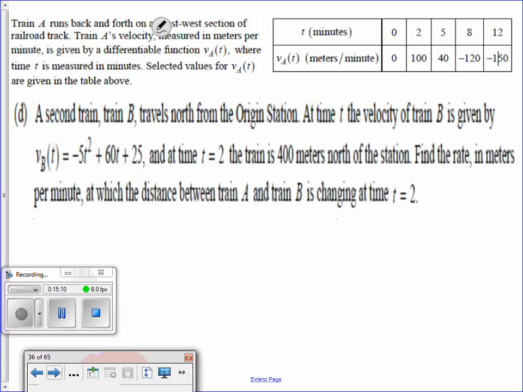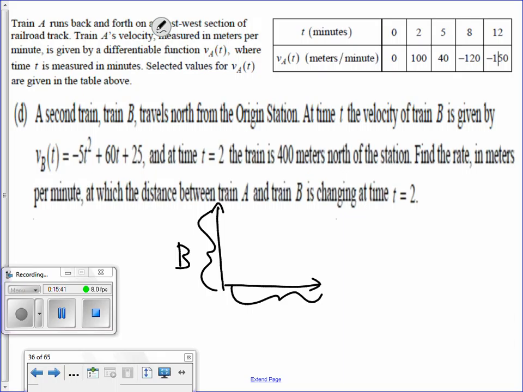So in this problem, you've got train A. He's going east. I don't want to have that whole axis here. So train A is going east, and then train B north. I'm going to call this whole distance here B, between here and the train station. And this will be distance A.